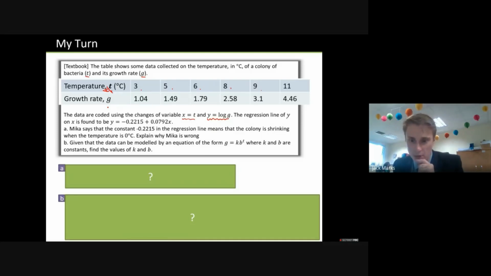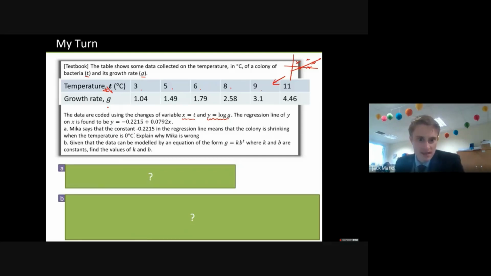So the regression line, what they've done here is that they've tried to draw a line. And the regression line is this: y equals minus 0.22 plus. So it's got like a weak positive gradient, and it starts from sort of below the y-axis. So that's what's going on.